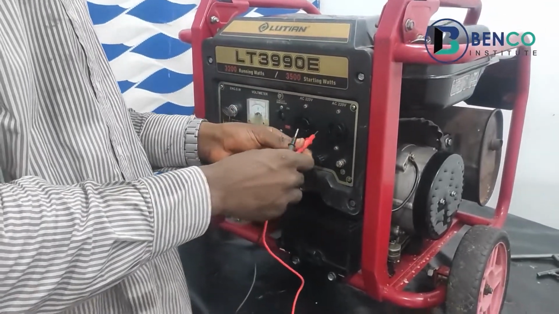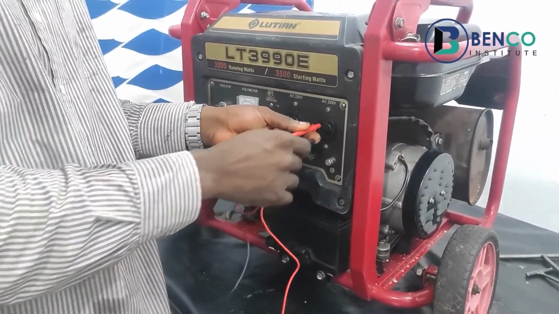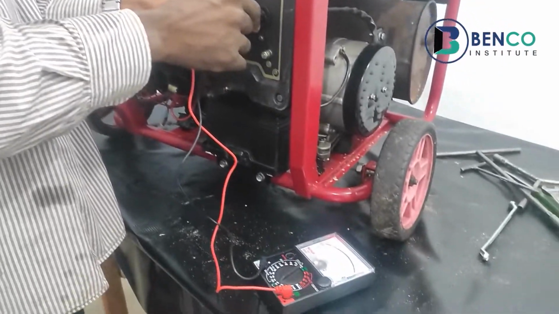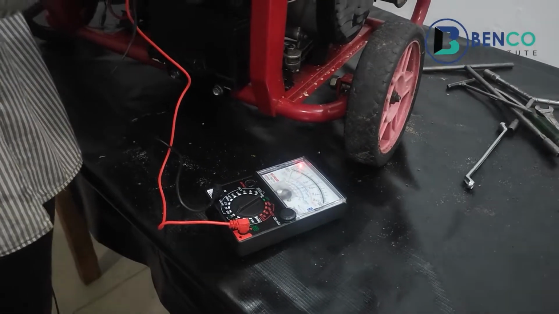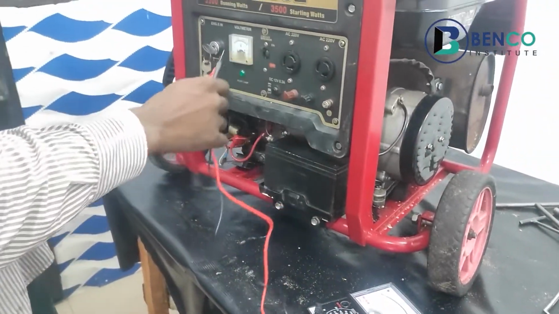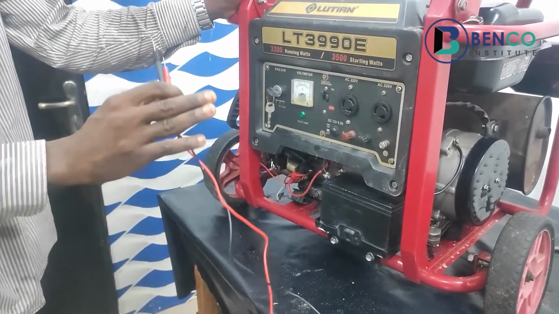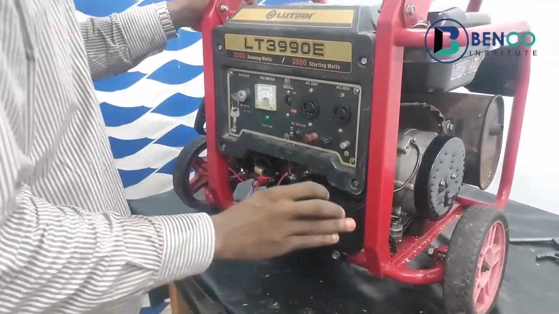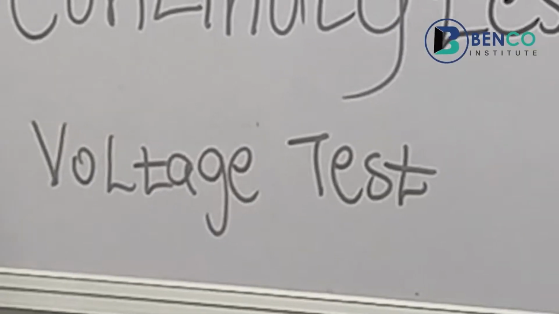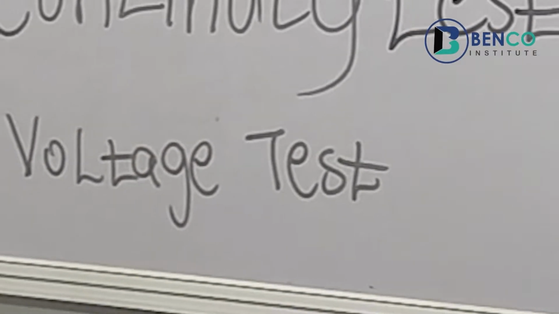Let's go straight to the other socket. Okay, we've succeeded again in confirming that both sockets are very much intact. They are very continuous. What do we do next? We do the voltage test. That is the third key test we have to work on.